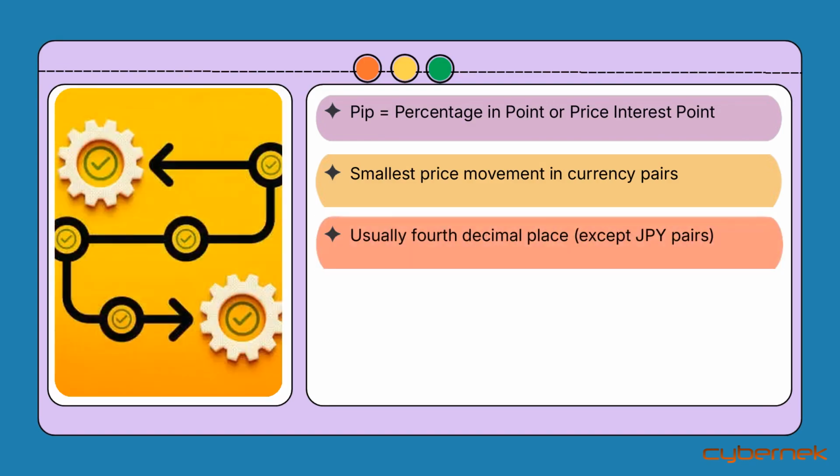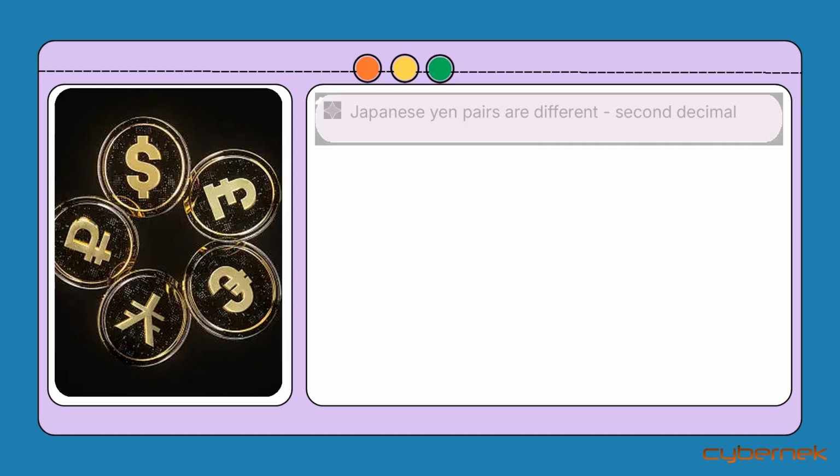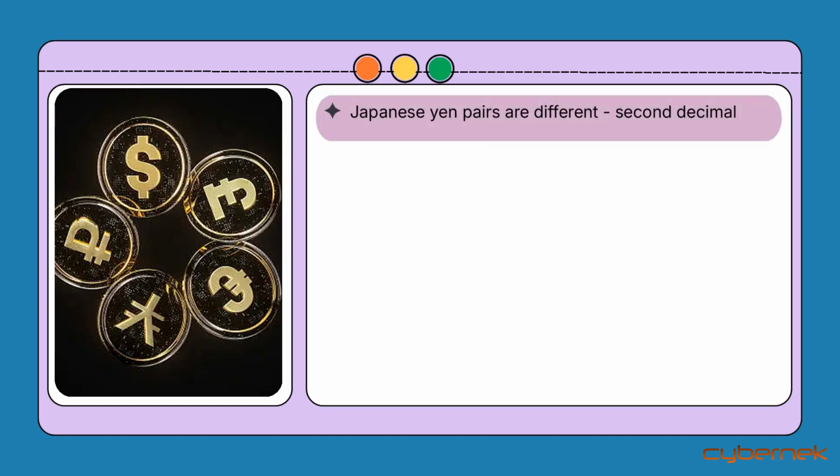For most currency pairs, a pip is the fourth decimal place. So if euro to US dollar moves from 1.1050 to 1.1051, that's a 1 pip movement. Simple enough, right? But here's where it gets slightly more interesting.